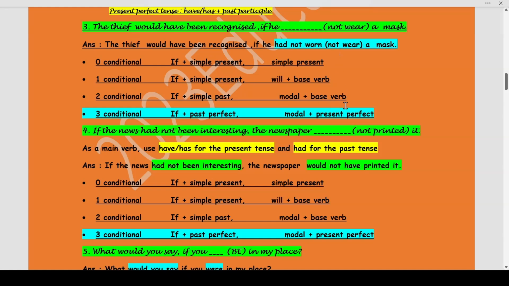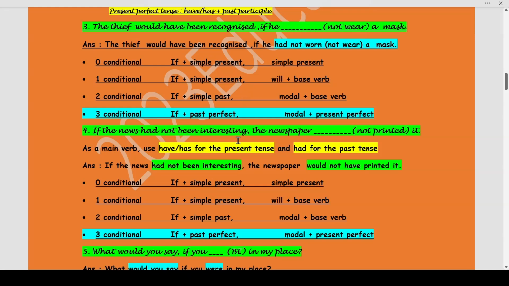I've written down the 4 conditionals, and then I'm trying to identify with this question what it is. We have identified would as the modal verb which is present in third conditional, and have been recognized, which is your present perfect. So automatically the conditional will have if plus past perfect in it. So you will write if he had not worn a mask, where wear becomes worn. Now number 4.